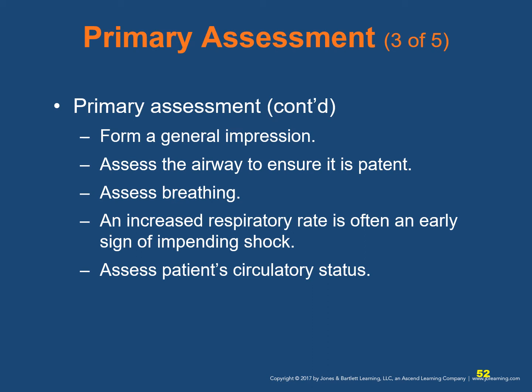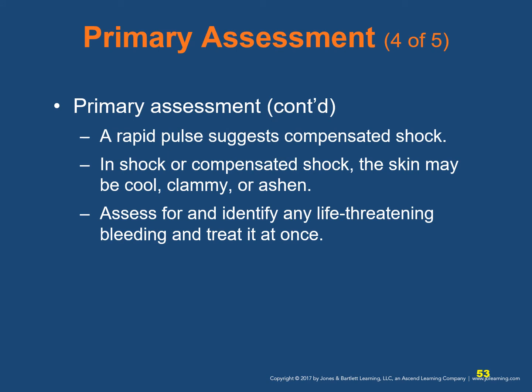Circulation. Assessing the patient's circulation status can reveal important clues regarding the presence of shock. Check for distal pulse. If there is none, check for central pulses. Determine if the pulse is fast, slow, weak, strong, or altogether absent. A rapid pulse suggests compensated shock. In shock or compensated shock, the skin may be cool, clammy, or ashen. If the patient has no pulse and is not breathing, immediately begin cardiopulmonary resuscitation, CPR.